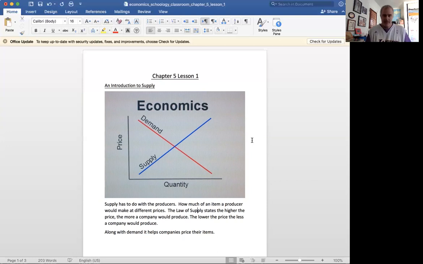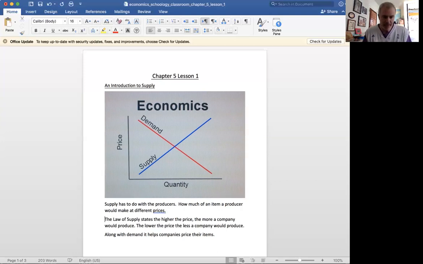Now, let's talk about the law of supply. Similar to the law of demand, the law of supply states that the higher the price, the more a company would produce, and the lower the price, the less a company would produce.